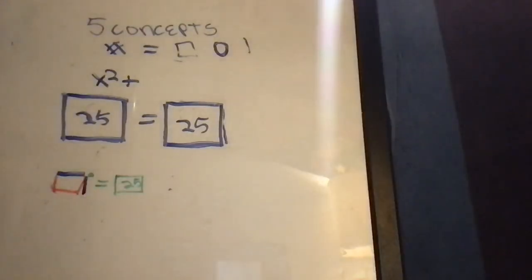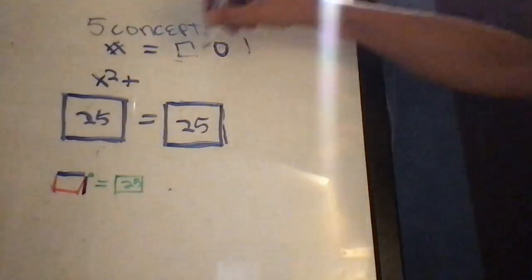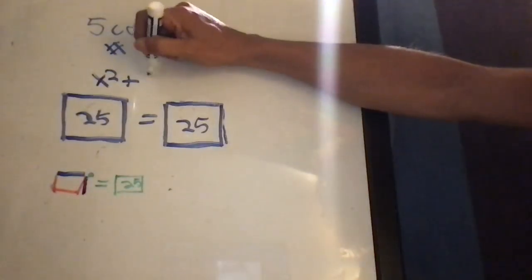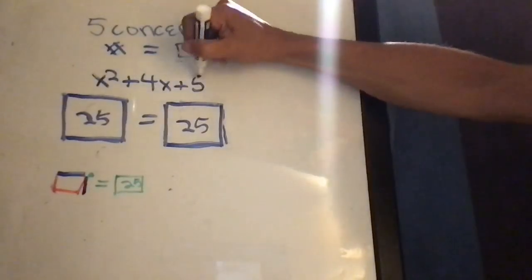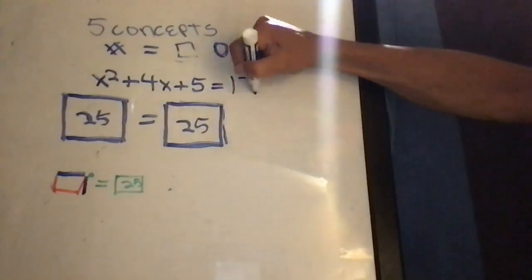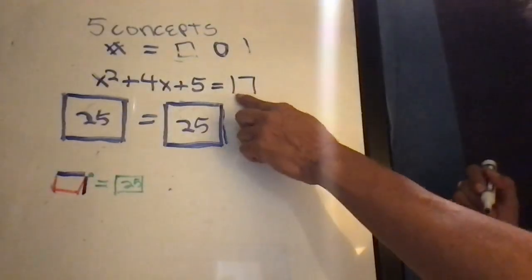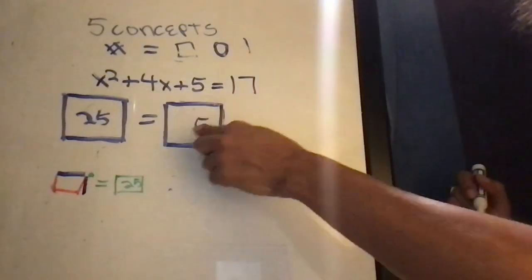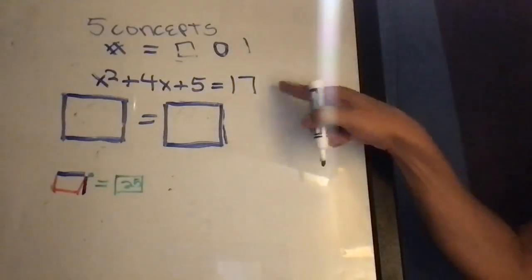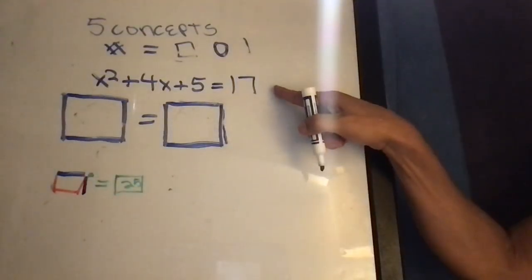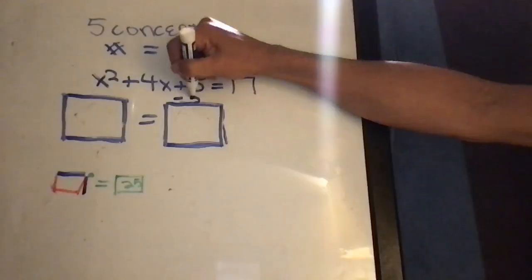X squared plus 4x plus 5 is the same thing as 17. Let's see here. X squared plus 4x plus 5 is the same thing as 17. I got to turn this into a square. How am I going to do that? Well, I'm going to complete the square. All right, so hero zeros over here again. So I'm just going to subtract 5 from both sides. I'm going to take the shortcut.